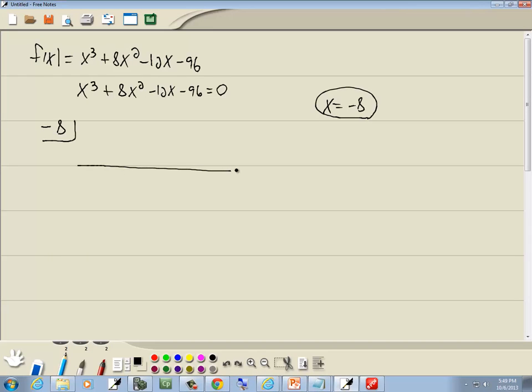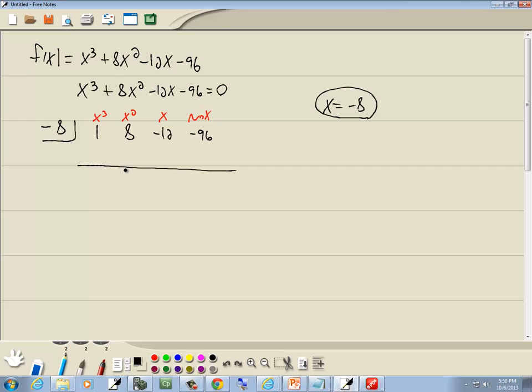So we'll put the answer we found in the box. Our largest power is x to the third, so we're going to have an x to the third, an x squared, an x, and a no x. We'll write down the numbers that are in front of them. There's an invisible 1 in front of the x to the third, there's an 8 in front of the x squared, negative 12 in front of the x, and negative 96 at the end.